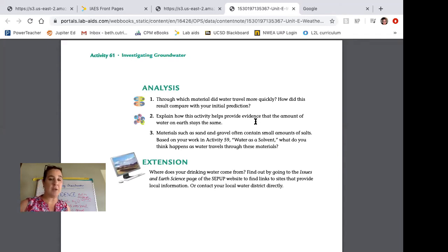So moving on to the last question. Materials such as sand and gravel often contain a small amount of salt, just like on your table. Based on your work in 59, which was a long time ago, I think we might have even still been in school, what do you think happens as water travels through these materials? Rachel? Well, salt is a soluble compound.